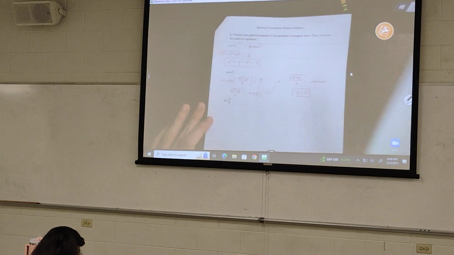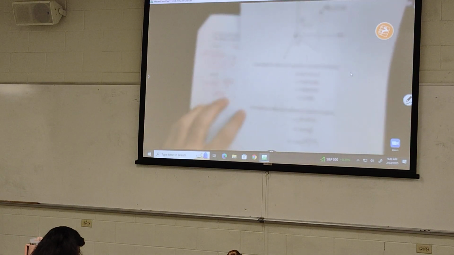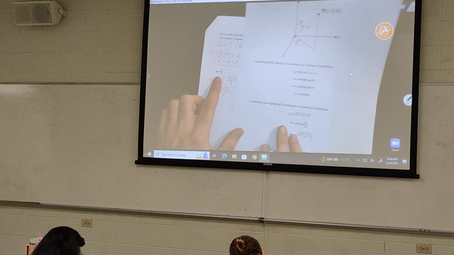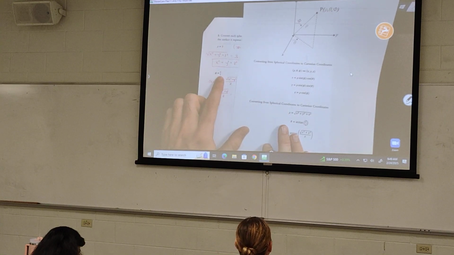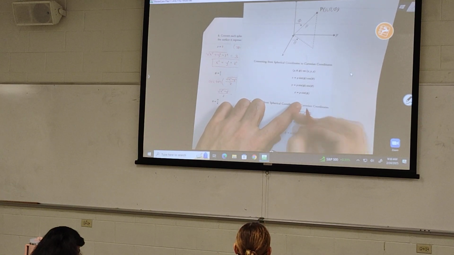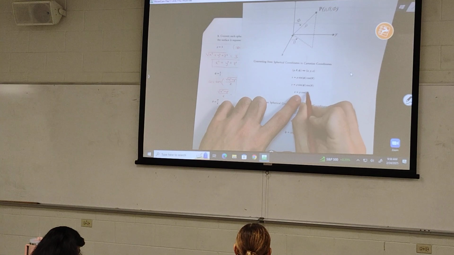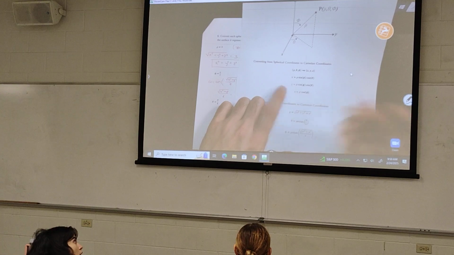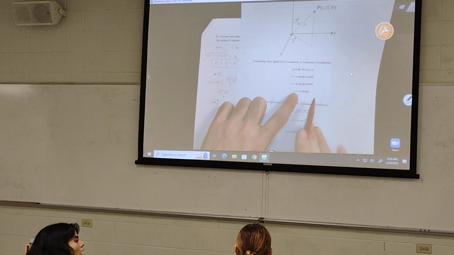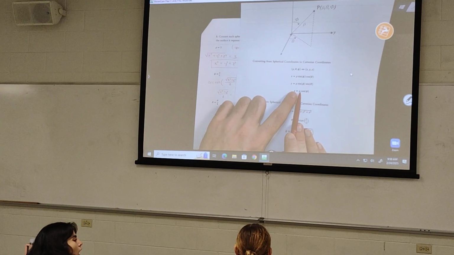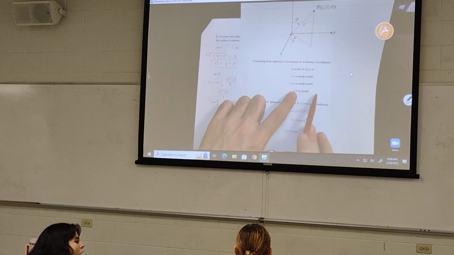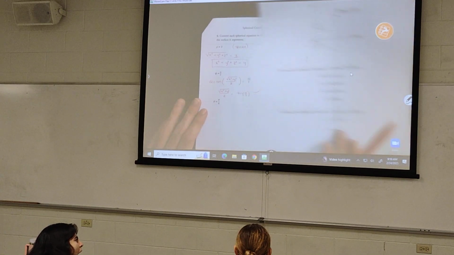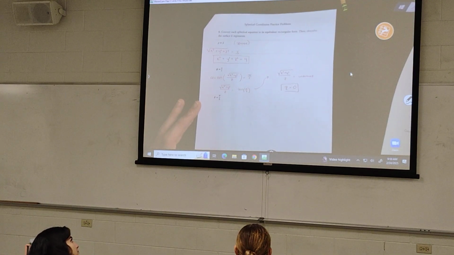Now, this will only work if it's pi over 2. This says phi equals pi over 2. If you plug phi in as pi over 2 into this equation, what do you get? That's 0. Z equals 0. That's the only one where that works, because you need to know what rho is, but since 0 times anything is 0, that's the only one where you just get z equals 0.